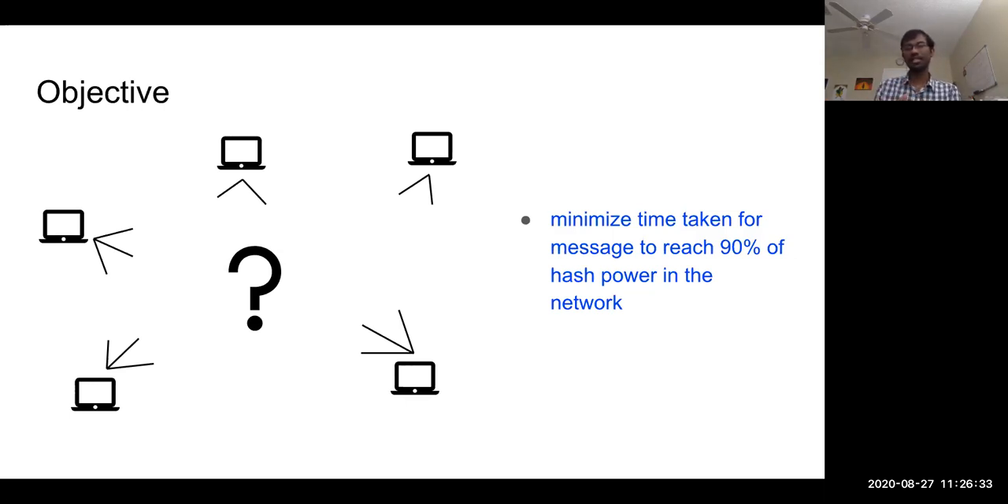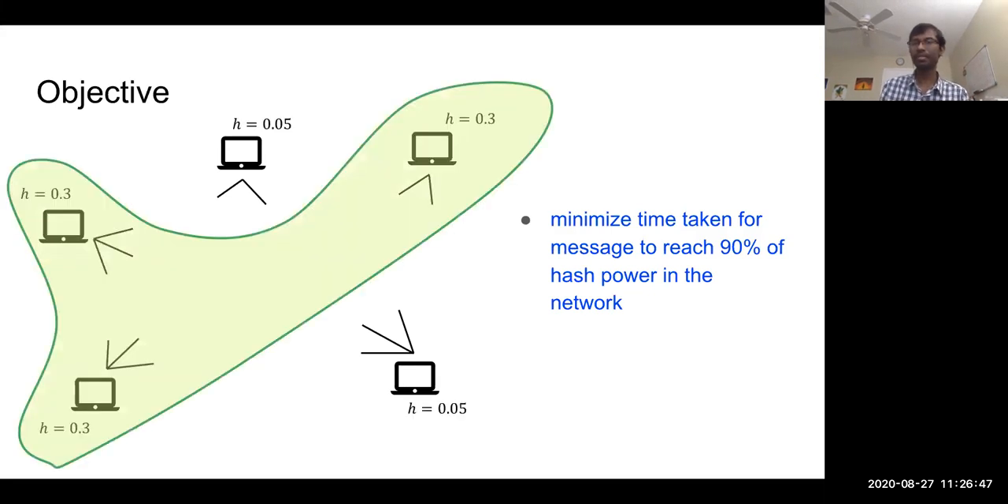And this objective is slightly different from minimizing the time it takes for the block to reach 90% of the other nodes in the network, because in general, hash power need not be uniformly distributed across nodes. For example, in this toy picture here, just these three nodes have 90% of the hash power in the network. And in this case, we would really be interested in having good connectivity just to these three nodes, and we really don't care about the other nodes in the network.